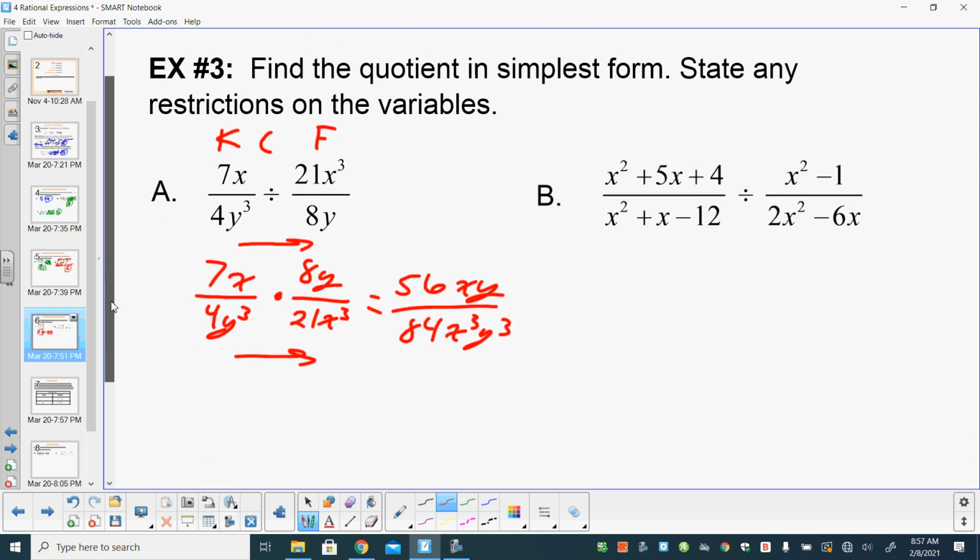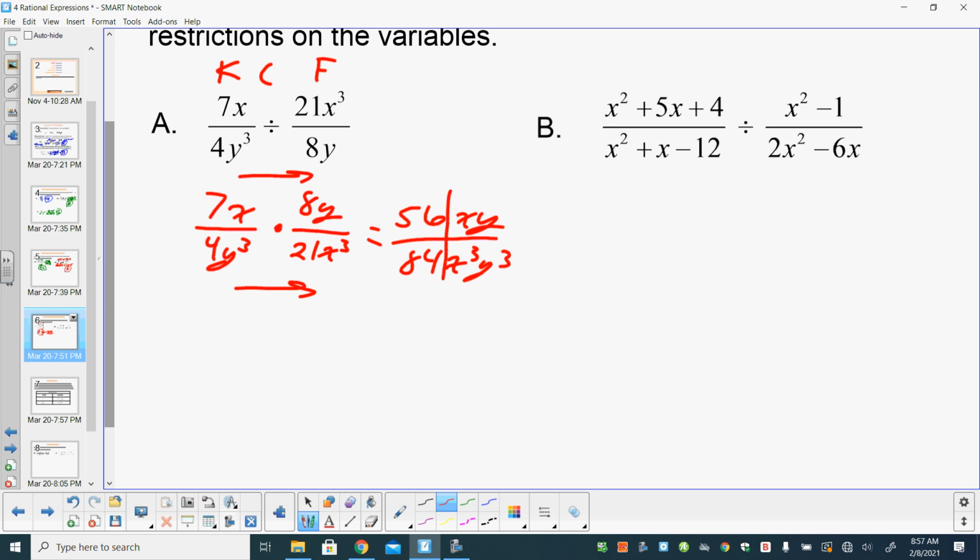All right, so now we're ready to simplify it. 56 divided by 84. It's a 4. 2 over 3. Very good. All right. x divided by x cubed. Where? On the bottom. y divided by y cubed. Where? y squared on the bottom.